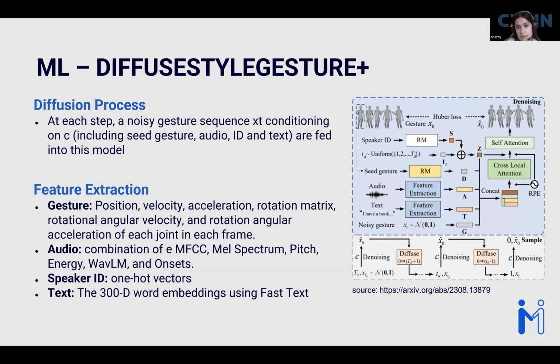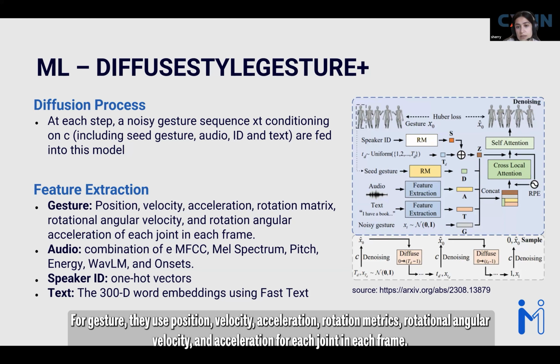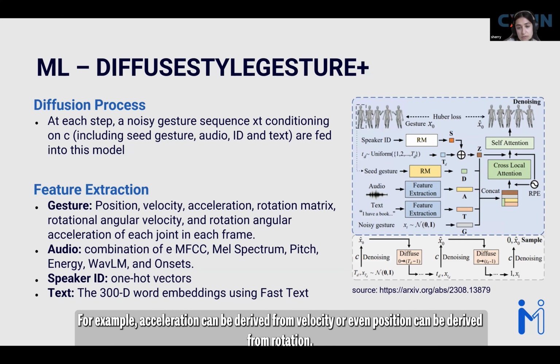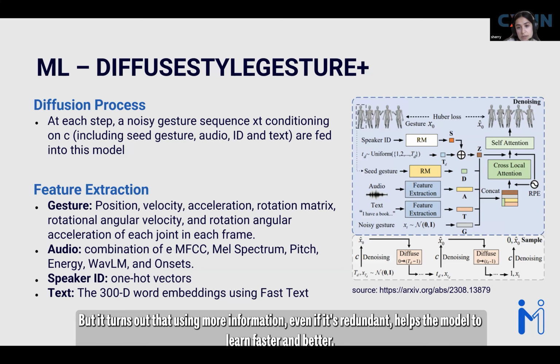Some of the features that they've used for gesture: they use position, velocity, acceleration, rotation matrices, rotational angular velocity, and acceleration for each joint in each frame. And you might think that some of this information is redundant. For example, acceleration can be derived from velocity, or even position can be derived from rotation. But it turns out that using more information, even if it's redundant, helps the model to learn faster and better.